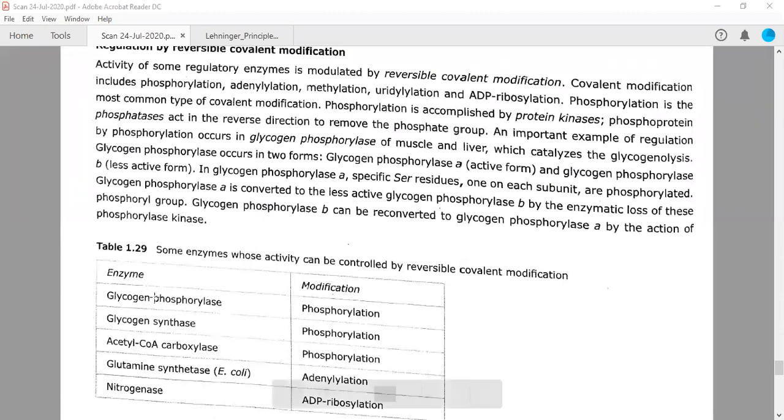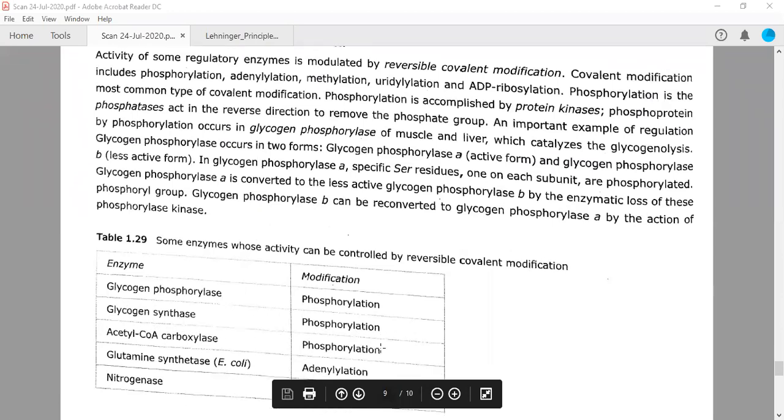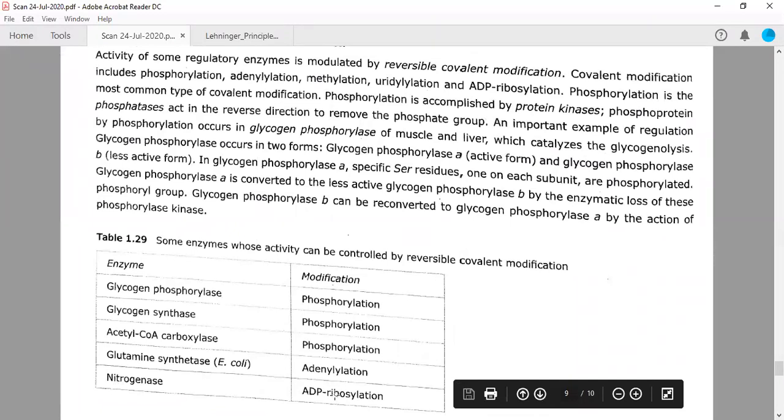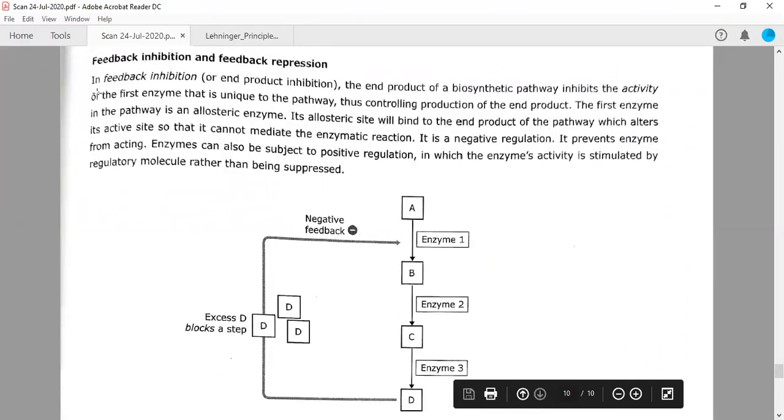Some examples are given. Glycogen phosphorylase modification is phosphorylation, and it will be activated after phosphorylation. Glycogen synthase, phosphorylation can happen, but it will be inactivated after this phosphorylation. Acetyl coenzyme A carboxylase can undergo phosphorylation also. Glutamine synthase is present in E. coli, and it undergoes adenylation. And nitrogenase undergoes ADP ribosylation. So these types of modifications are found in these enzymes, which will either activate or inactivate these particular enzymes.